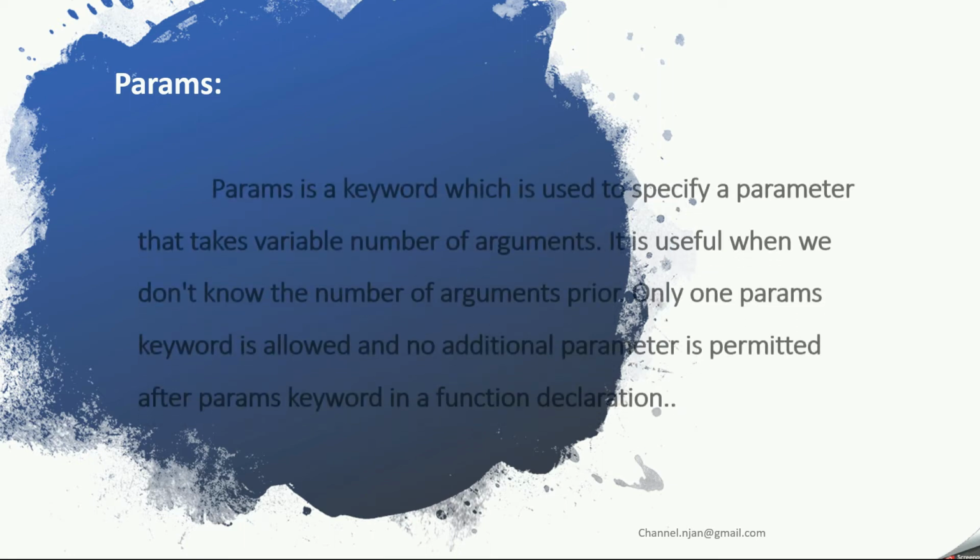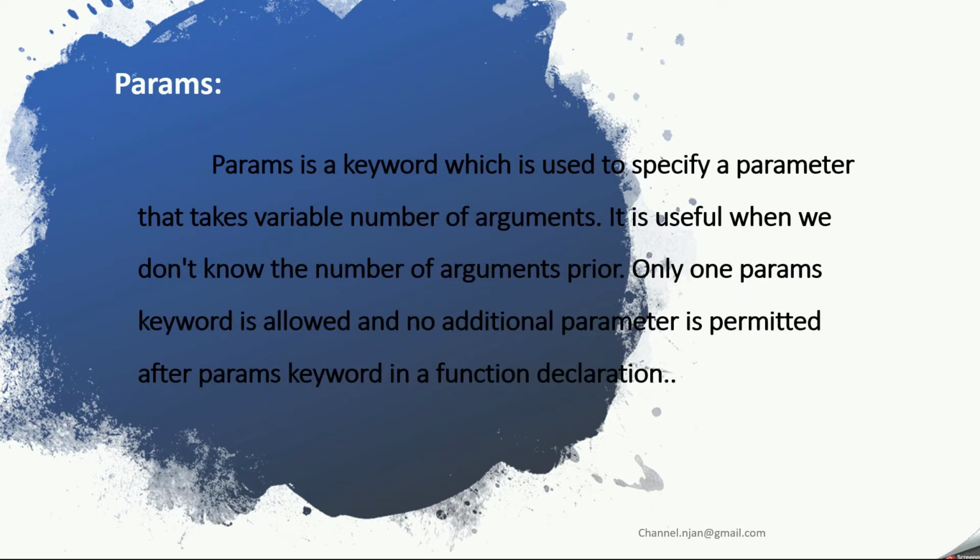Params. What is params? Params is a keyword which is used to specify a parameter that takes a variable number of arguments. It is useful when we don't know the number of arguments beforehand. Only one params keyword is allowed, and no additional parameter is permitted after the params keyword in a function declaration. You may be a little bit confused, I can understand that. Think about the current method, display. It has two defined parameters, so whenever you call that function, you know you can pass only 1 or 2 arguments.